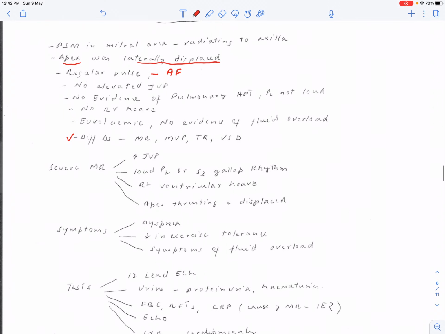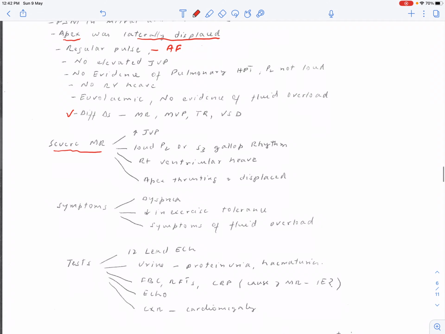Then there are a few common questions which the examiner may ask you, such as how you will know that the mitral regurgitation is severe. Regarding the severity, remember that severe mitral regurgitation usually has a raised JVP, may have a loud P2 or S3 gallop rhythm, may have a right ventricular heave, and the apex may be thrusting and displaced.